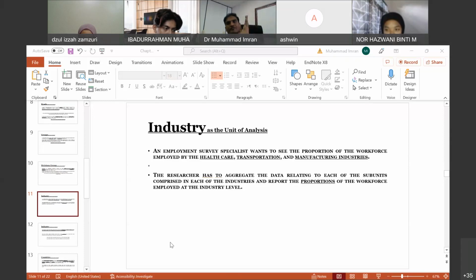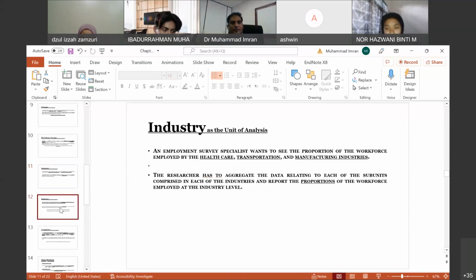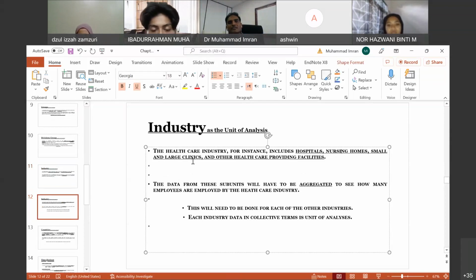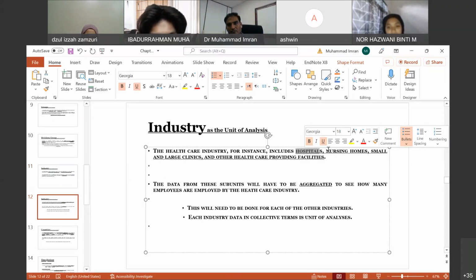Focus on the particular industry and compare it with the other industries. Then it is called an industry as a unit of analysis. Here, for instance, the healthcare industry includes hospitals, nursing homes, small and large clinics, and other healthcare providing facilities. These are the parts of the industry.